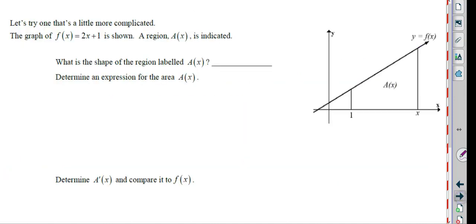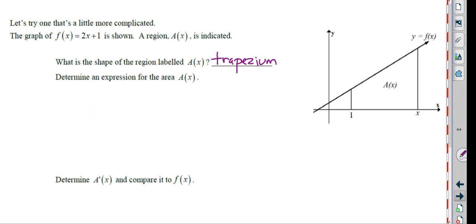Okay, let's take a look. Let's try one that's a little more complicated. See what happens here. So the graph of f of x equals 2x plus 1 is shown. A region, A of x, is indicated. What's the shape of A of x? Trapezoid. Or, let's go all British or European or Australian, they call them trapeziums. Determine an expression for the area.